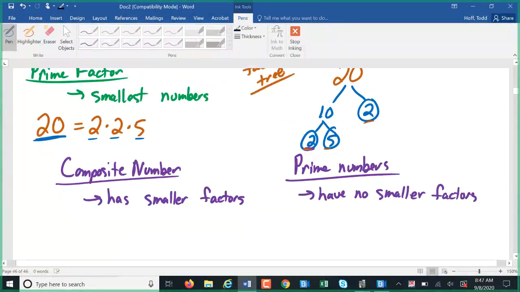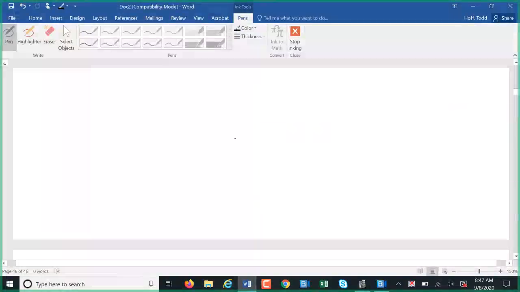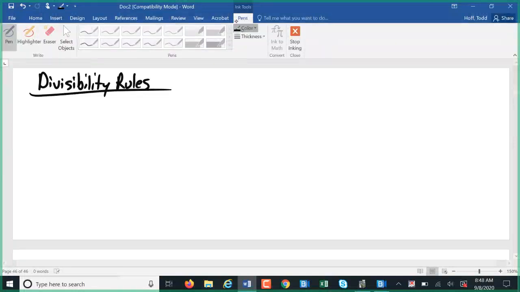Now, as I was factoring that, you heard me say, well, 20 is divisible by 2 or by 10. How do I know that? Well, there are some shortcuts we have called divisibility rules. Some of these are pretty useful, some of them are not. Let's take a look at all of them.